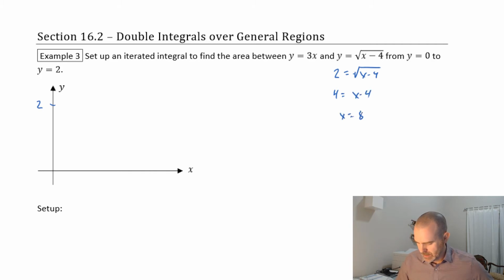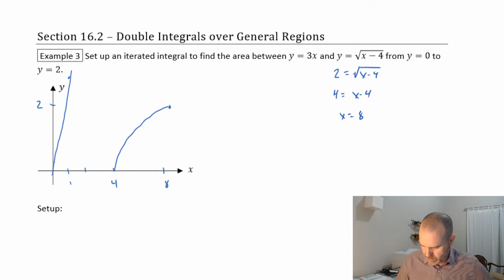X has to equal 8, so I want to make sure I go all the way over to 8. That's where the square root function reaches 2. And y equals 3x grows pretty quickly here. At 1, it's already up at 3. So that grows pretty quickly, and we'll just pretend that's a line. We want to find the area between them from y equals 0 to y equals 2.